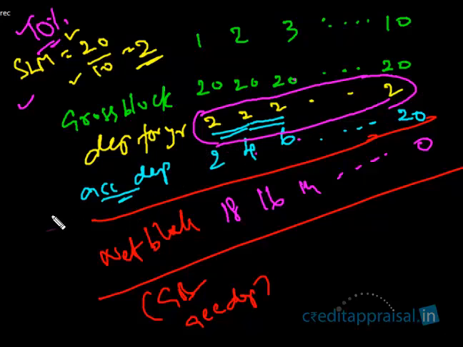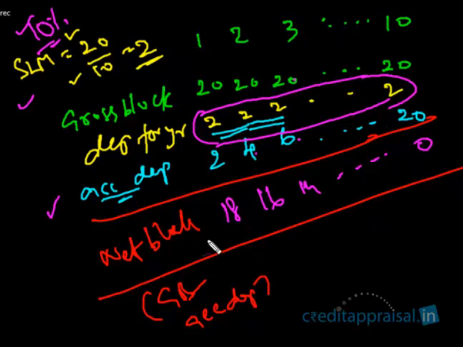Now I have introduced a new term called accumulated depreciation, which means the total depreciation you have applied till now. In the first year it is 2 crores, but in the second year it is 4 crores, because you have applied depreciation twice, in year 1 and year 2. This is the total depreciation applied, so it will keep getting accumulated. By the end of the 10th year it will be 20.